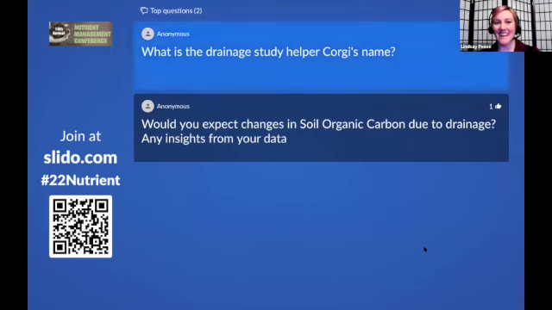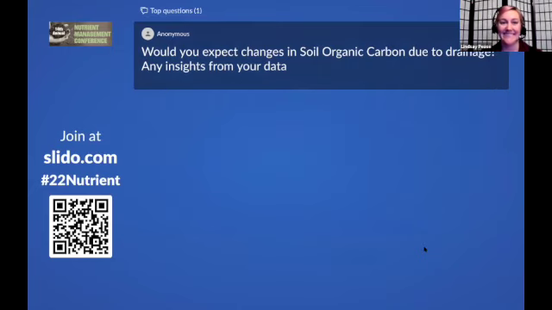All right, our next question: what is the drainage study helper corgi's name? Well, that is a great question. The corgi is my corgi. Her name is Herbert, and she's a great research assistant, and she loved helping out over the summers as much as she could. And yes, obviously I put her in the presentations as much as I can.